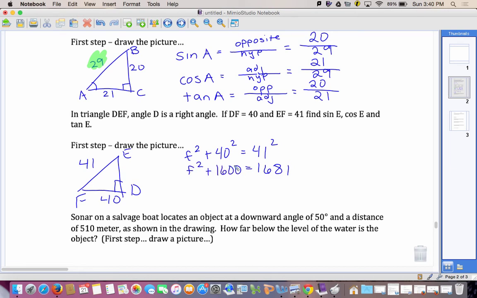So F squared would equal 81. So F equals the square root of 81, or 9. So side ED equals 9.